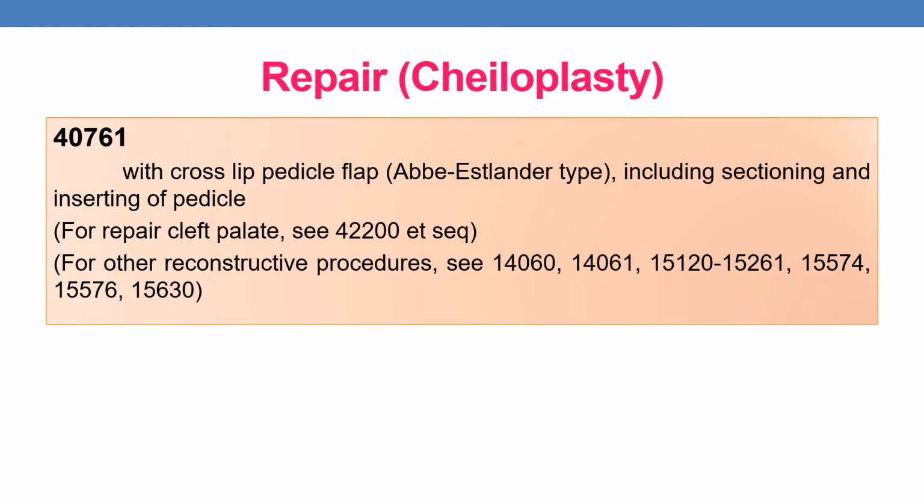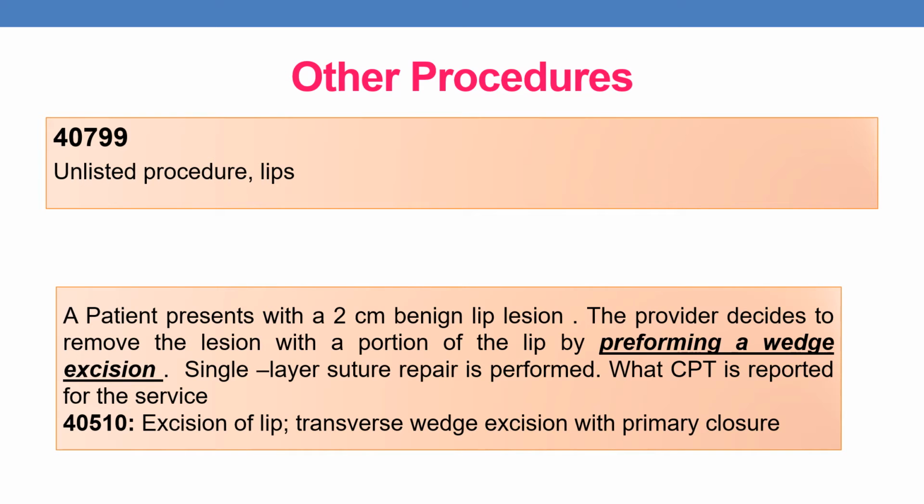Next CPT is 40761. It deals with plastic repair of cleft lip or nasal deformity with cross lip pedicle flap, including sectioning and insertion of pedicle. And for repair of cleft palate, you need to refer to the sequence 42200. And for other reconstructive procedures, you need to refer to the following CPTs. Next, coming to other procedures in lips. That is one CPT, 40799. It deals with unlisted procedure lips.